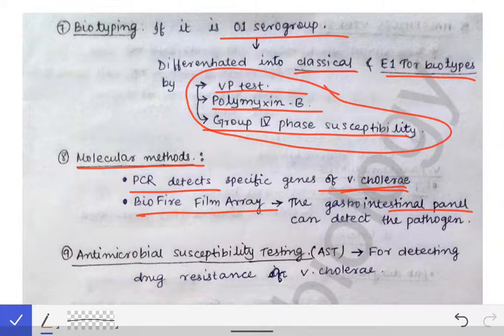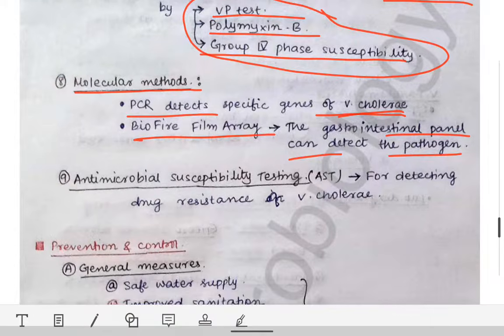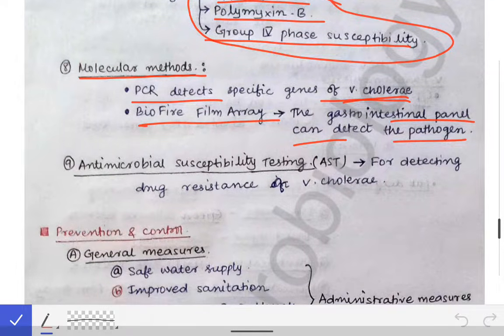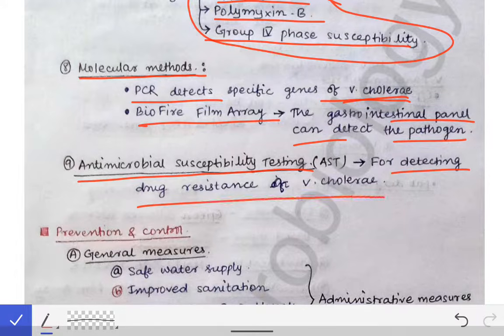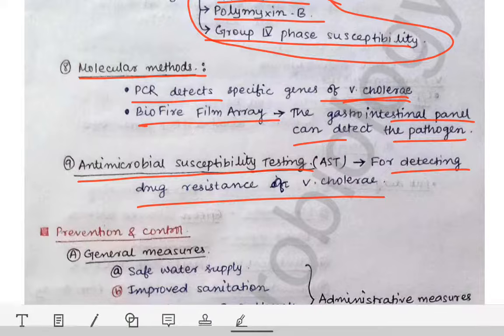So the gastrointestinal panel can detect the pathogen, and then last but not the least, we have to perform the antimicrobial susceptibility testing for detecting the drug resistance of the Vibrio cholerae, so that we can provide the best antibiotic for the treatment.